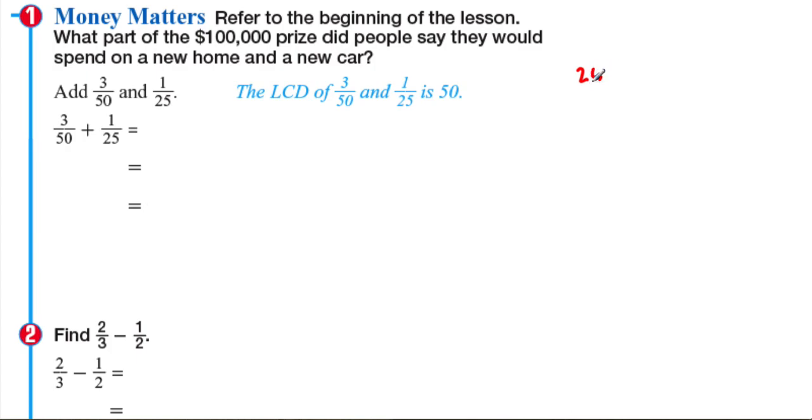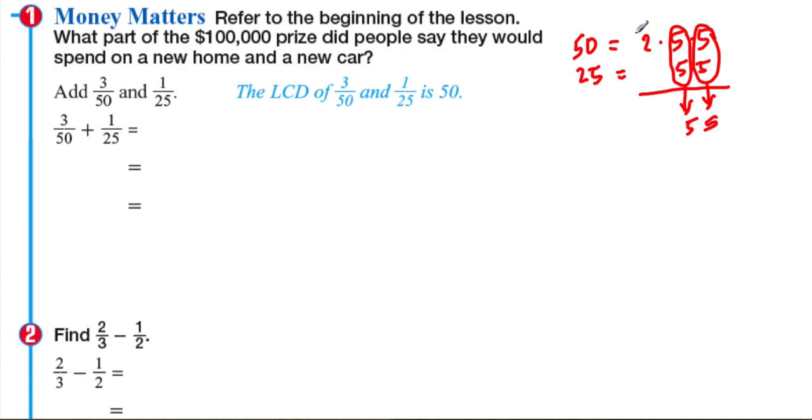The prime factors of 50 are 2 times 5 times 5, and the prime factors of 25 are 5 times 5. Remember, you circle the common factors and bring them down once. The prime numbers that don't have common factors, you also bring down, to find the LCM of 25 and 50. So the LCD of 3 over 50 and 1 over 25 is actually 50. We just reviewed that. Let's move on.